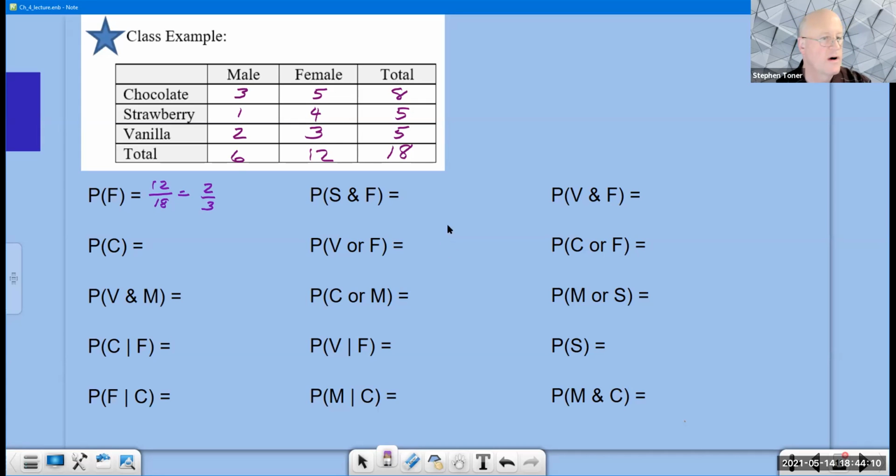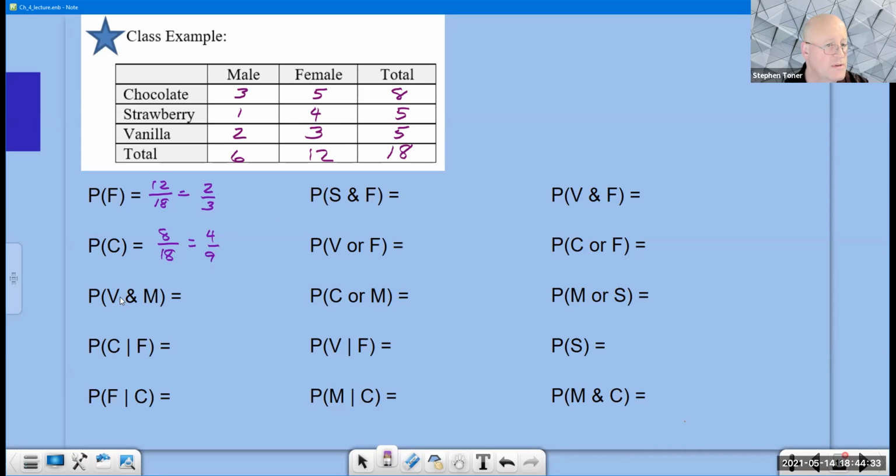Okay, let's move on and look for P of C. That's the probability that the person wanted chocolate. 8 people, that was the row total, wanted chocolate out of the 18. So we will write 8 out of the 18 people. Both of those numbers are even, so that will reduce to 4/9.